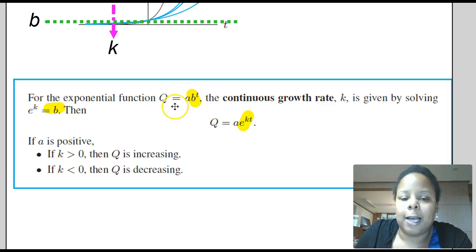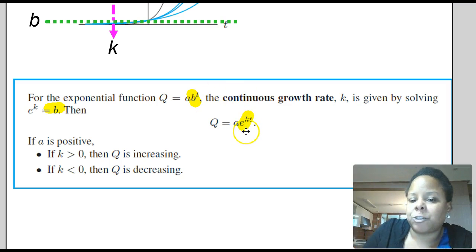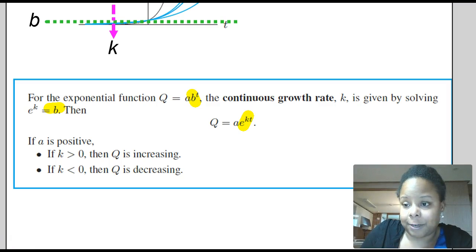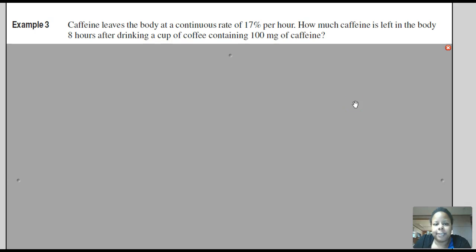So we have a way of taking a general exponential function and changing it into an exponential function with the natural base of e. That's very important. Now let's take a look at an example. This is from your textbook.